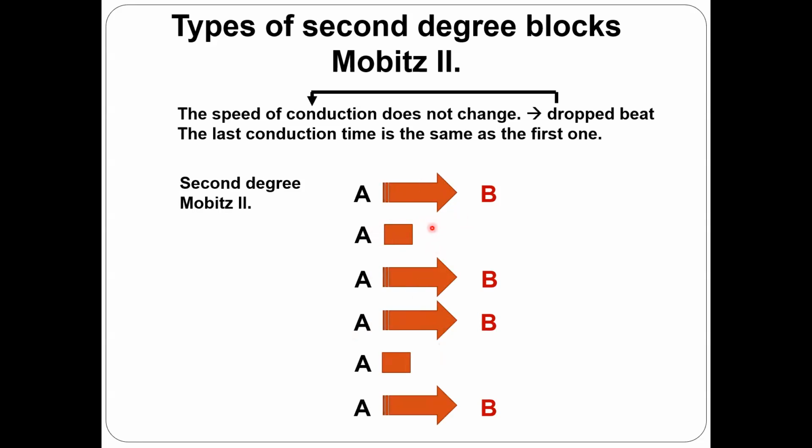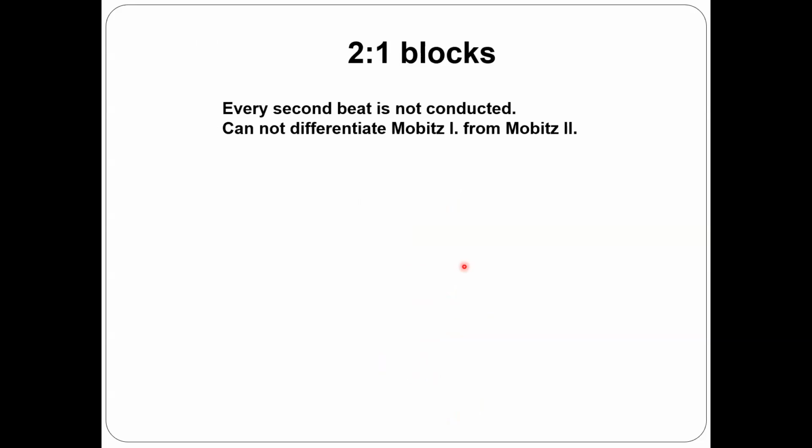So it means conducted, not conducted, conducted, conducted, that means second degree, okay? Or conducted, not conducted, conducted, conducted, conducted, conducted, conducted, and not conducted. This is again a second degree block. Now, there's another type of block that is a little bit different, but it's difficult to distinguish between Mobitz type 1 and Mobitz type 2.